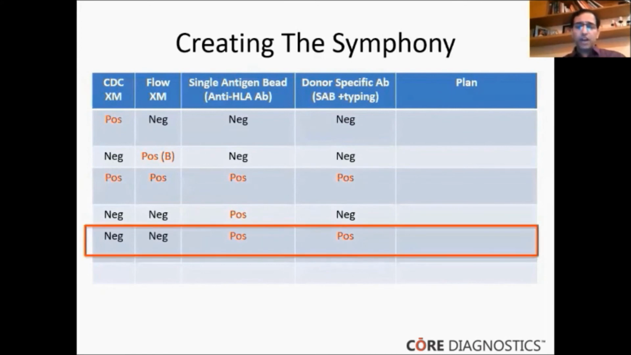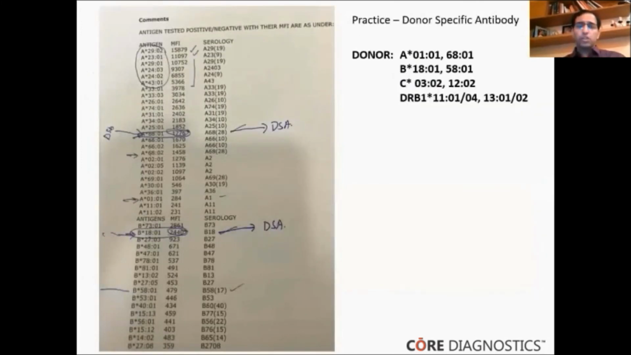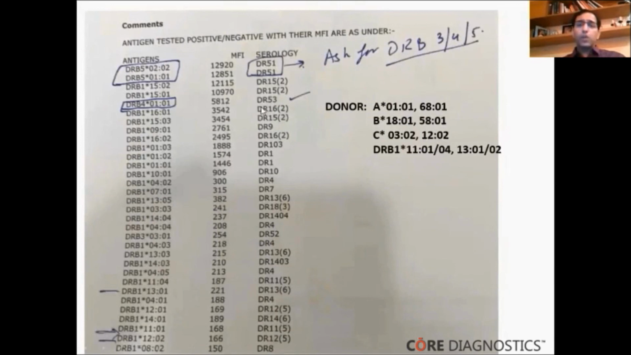So now let's look at the last situation where you have a single antigen bead which is positive with the donor-specific antibody that is positive as well. So this is a donor where the donor-specific antibody is against A6801. There are lots of other anti-HLA antibodies on the top, and in the B antigen, it's against B1801. So those are the DSAs, A6801 and B1801. There were also class 2 antibodies.